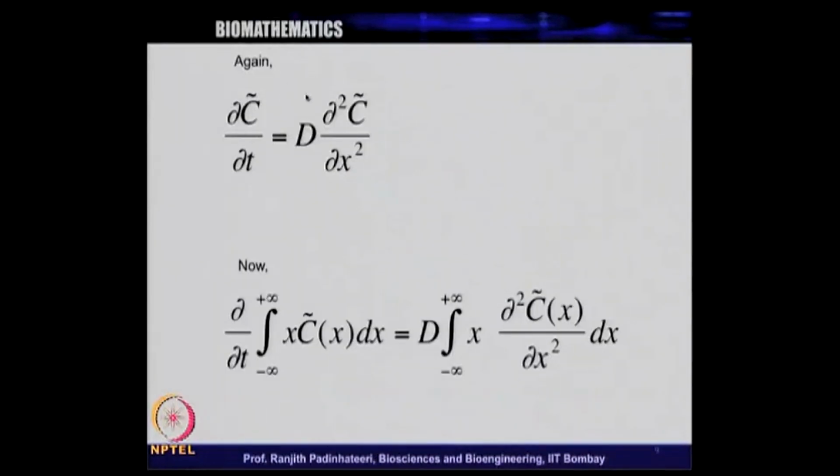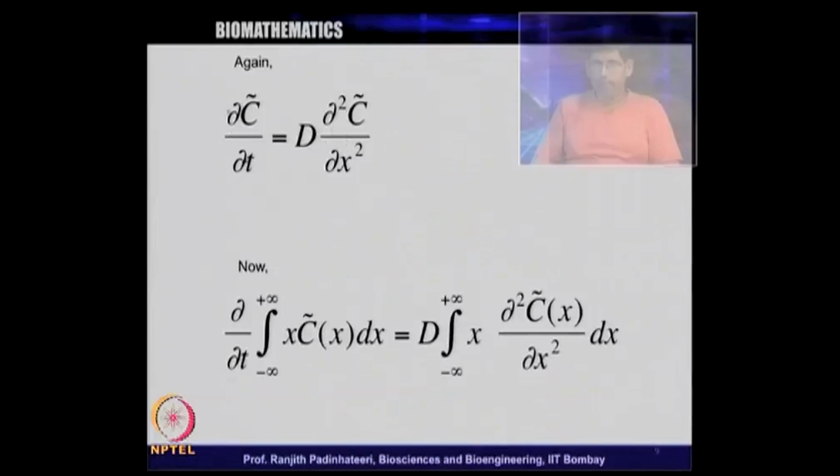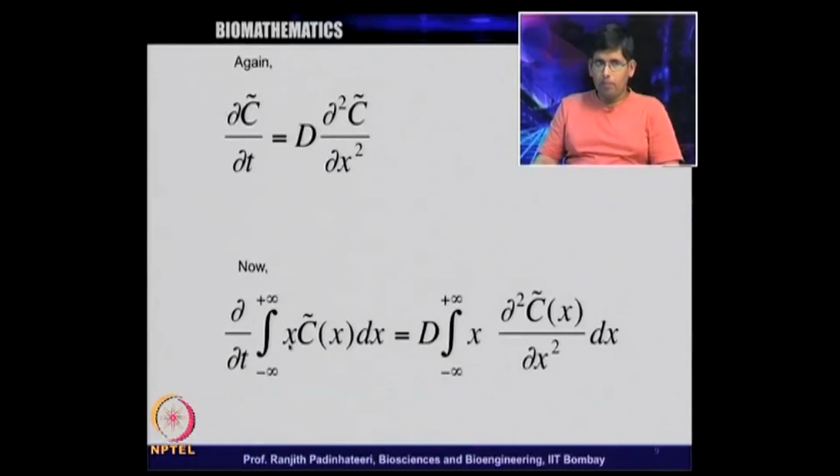We took this equation, which is the diffusion equation. We multiplied both sides by x and integrated. So this becomes integral x dc/dx with del by del t outside. And the right hand side also, we are multiplying with x and integrating: integral x del square c by del x square dx. So we multiplied both sides of this diffusion equation with x and integrated from minus infinity to infinity.